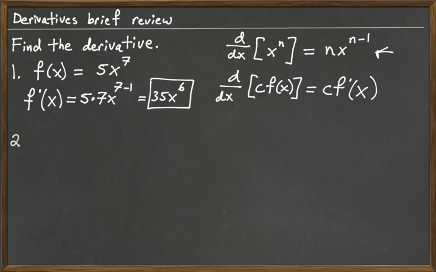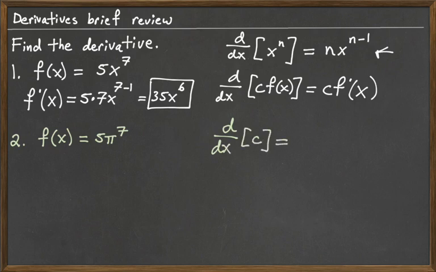Okay, so if we mix things up a little bit, what if we asked you to do the derivative of 5 pi to the 7th? So this is a function of x. It looks similar to the previous one, but we don't have an x, we have pi, and pi is a number. So 5 pi to the 7th is just a number. And if you remember, the derivative of a constant is just going to be 0.